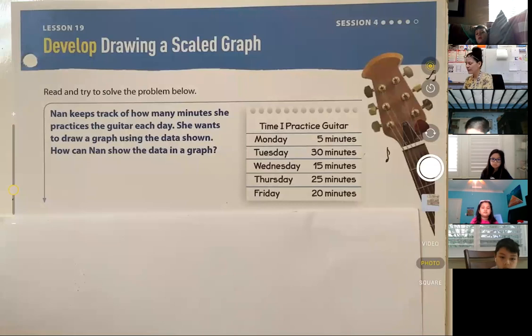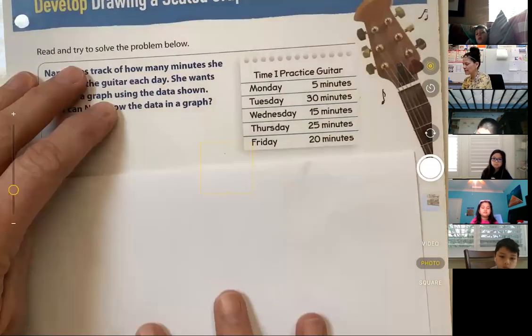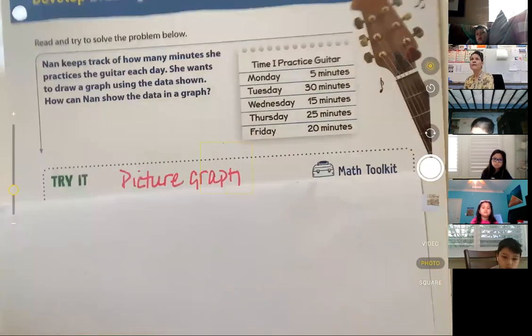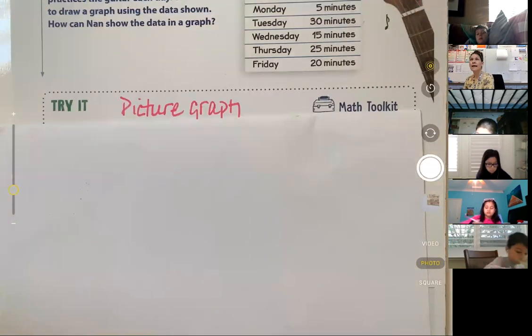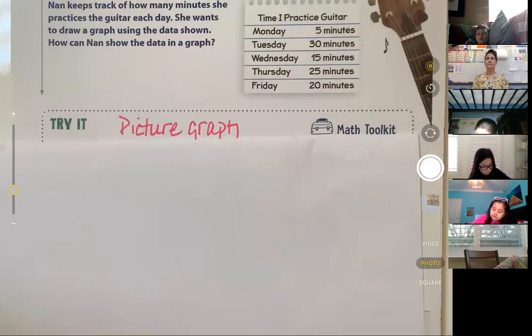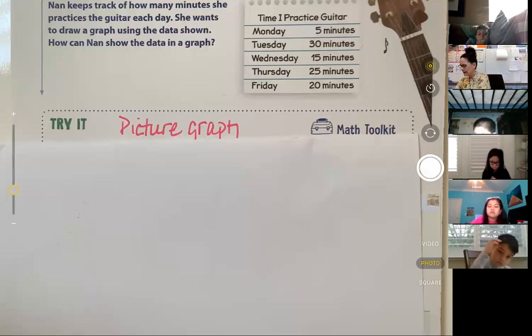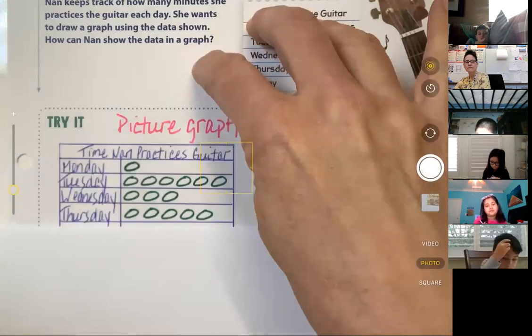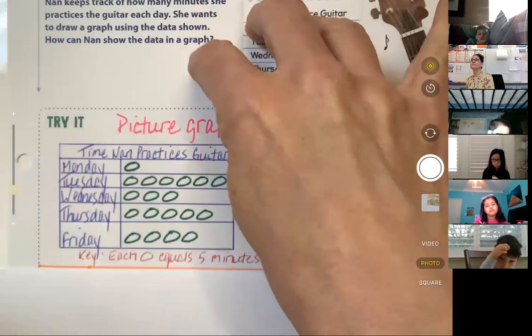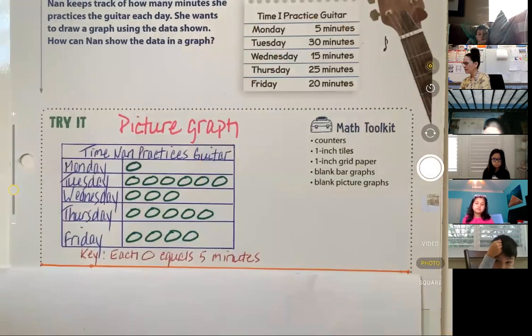So down at the bottom of our page, where you can start taking some notes here, the first one is going to be, of course, a picture graph. We're going to start with a picture graph, and we're going to go over the parts of this picture graph. And here's mine. We're going to talk about it.